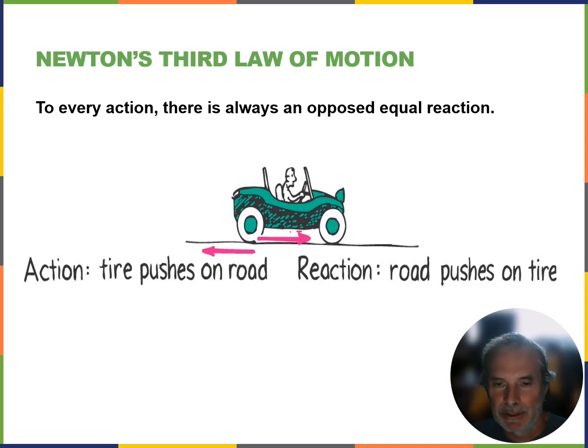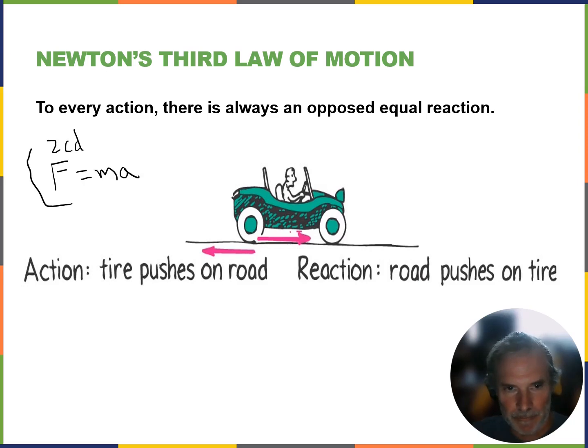Now, there can be some confusion that comes up, and I was confused when I first learned this, trying to apply Newton's third law along with Newton's second law to figure out how something was going to accelerate. So for example, if you want to know how something accelerates, you can use Newton's second law, F equals ma. That's Newton's second law. That's always true.